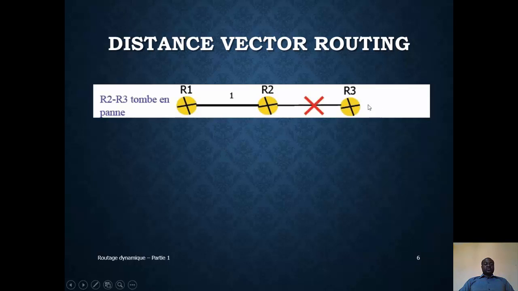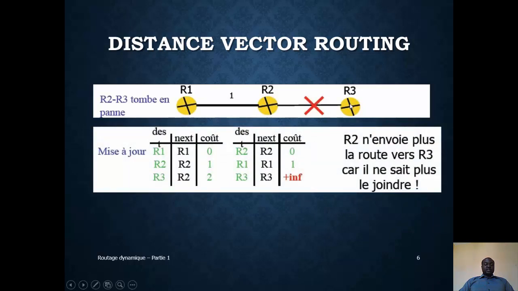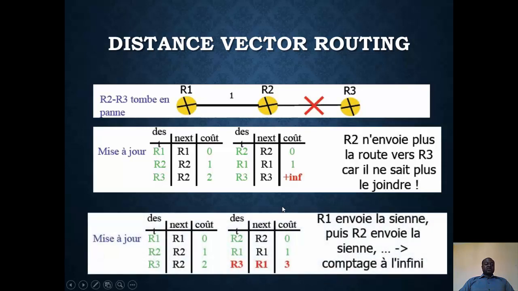Now, let's say the link between router 2 and router 3 just went bad. What will happen? If the link between router 2 and router 3 goes bad, this is how the update will happen. Router 2 will no longer be able to send data to router 3 because it no longer knows the way to reach it. In that case, the information will remain on the other side, and router 1 will send information to router 2. Router 2 will now begin to count to infinity because it cannot reach router 3 again. It will count to infinity while waiting for the problem to be solved.